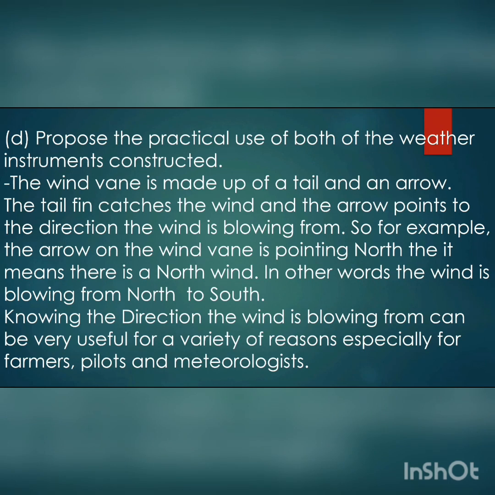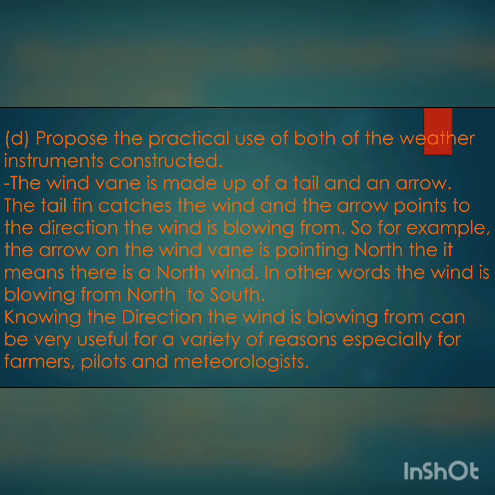Now, D. Propose the practical use of both of the weather instruments constructed. The wind vane is made up of a tail and an arrow. The tail fin catches the wind and the arrow points to the direction the wind is blowing from. So for example, if the arrow on the wind vane is pointing north, that means there is a north wind. In other words, the wind is blowing from north to south. Knowing the direction the wind is blowing from can be very useful for a variety of reasons, especially for farmers, pilots, and meteorologists.